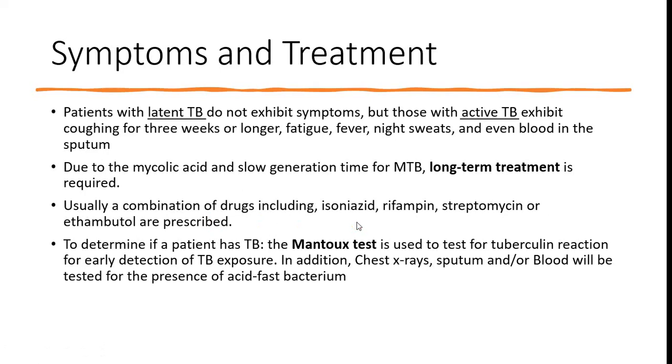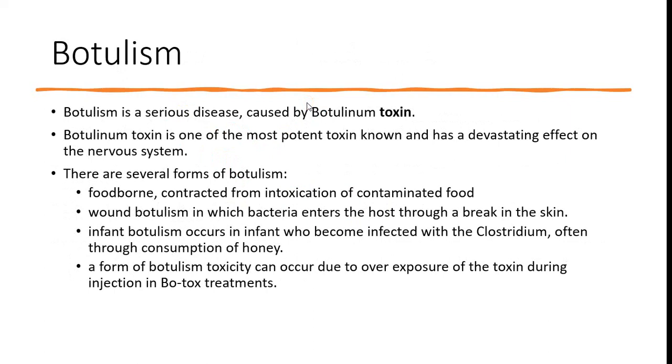Now, how do we determine if somebody has tuberculosis? We obviously do that Mantoux skin test, and we're looking for that. You can also look for chest x-rays. They can take blood samples or sputum samples and start looking for the presence of acid-fast bacterium. Okay, so let's switch gears from tuberculosis and talk a little bit about botulism.